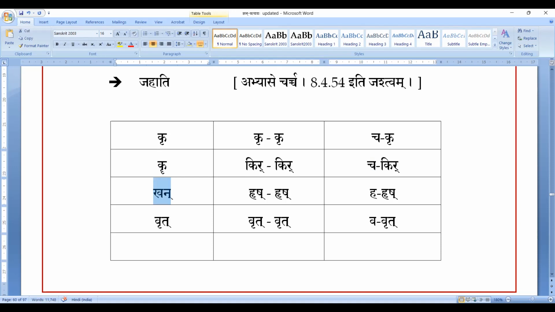Similarly, kan, suppose kan dhatu, kanati. So kan, then this will be kha. Kha will be replaced by the corresponding chavarga letter, which is cha, right? After that, abhyasa charcha you can do, chakan you get. Then gam, then we can do the abhyasa. Jagam. Gagam, then Gagam becomes Jagam.